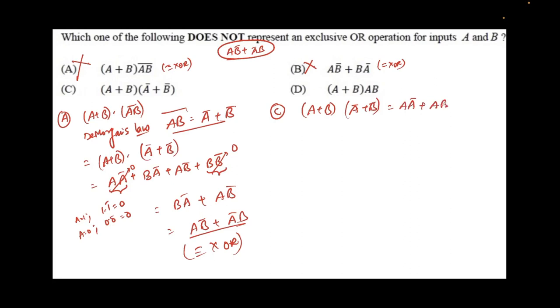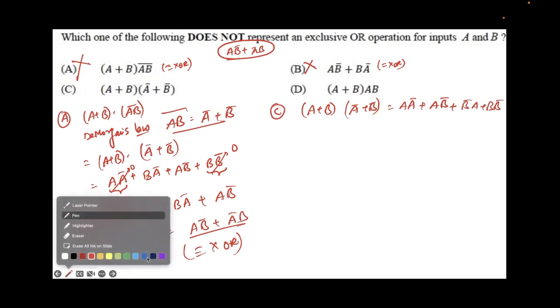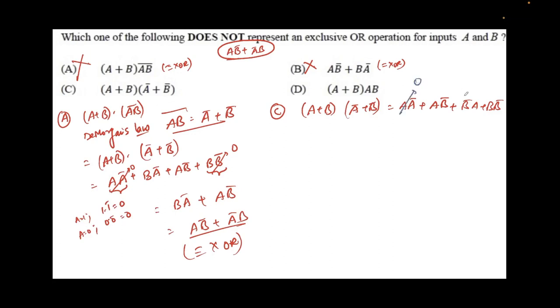A A bar plus AB bar plus B bar A plus BB bar. These two terms go to 0. The terms A A bar and B B bar will go to 0. We saw that, right? This is the reason here. And finally, it will come AB bar plus B bar A, which is nothing but XOR again. So we see yet again that option C is also XOR. So C cannot be the correct option again.